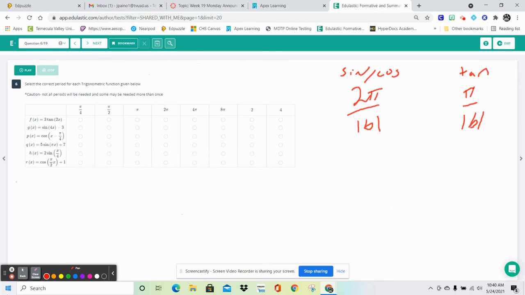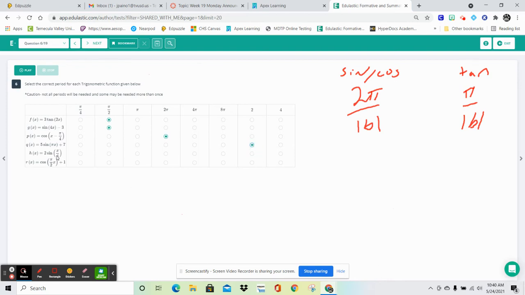So for this first one, b is 2. It's tangent, so it's pi over 2. For sine, b is 4, so it's 2 pi over 4, which reduces to pi halves. For the next one, b is 1, so it's just 2 pi. And then for q of x, b is pi, so that means the period is just 2.